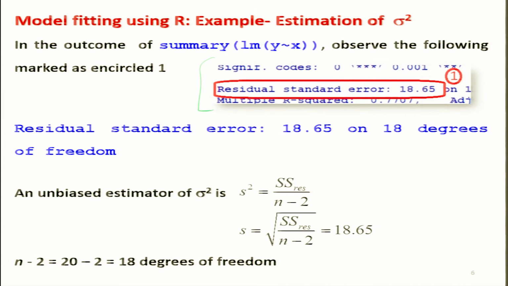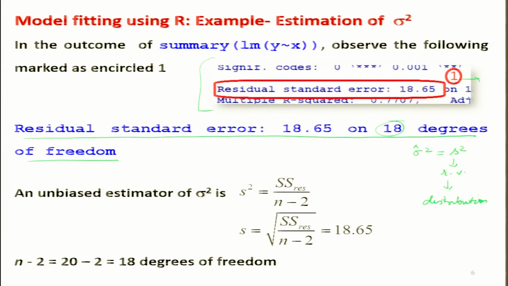So, first I look at snapshot number 1. It gives you the residual standard error equal to 18.65 on 18 degrees of freedom. So, what is this degrees of freedom? I will explain later, but you can imagine that you are trying to estimate sigma square by sigma square hat equal to s square, and this is a random variable. This random variable will have a sampling distribution, which will turn out to be related to chi square, and the chi square will have certain degrees of freedom. So, these degrees of freedom are mentioned here, right.